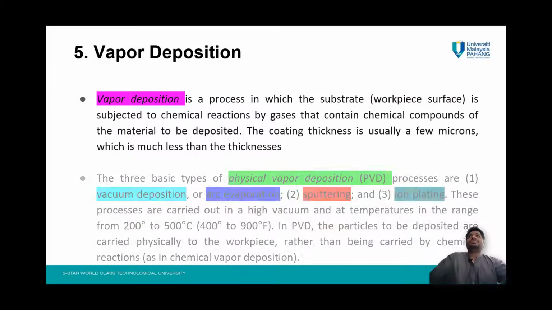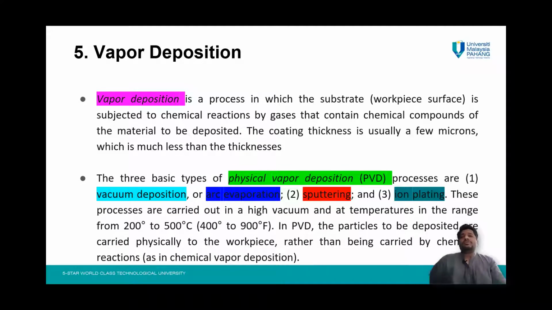Let's talk about vapor deposition. Vapor deposition is a process in which the substrate workpiece surface is subjected to chemical reactions by gases. Those gases contain chemical compounds of the material that is required to be deposited. The coating thickness is usually very few microns, which is much less than the thickness that we have seen in the previous techniques, like thermal spraying and other techniques.